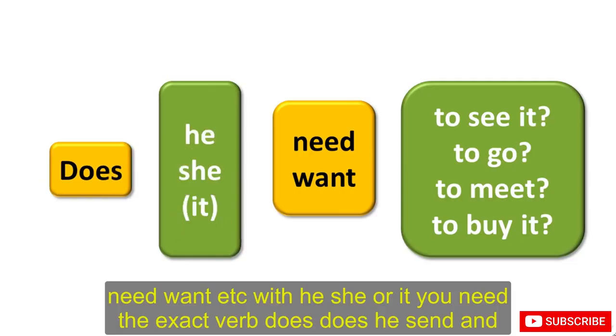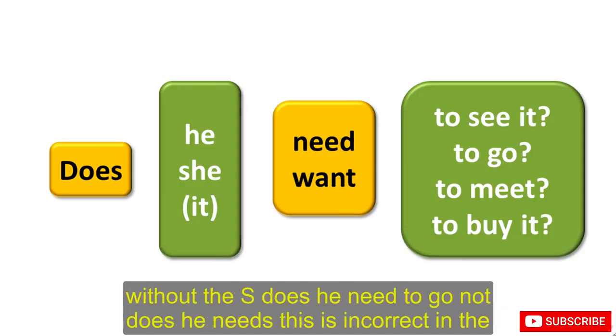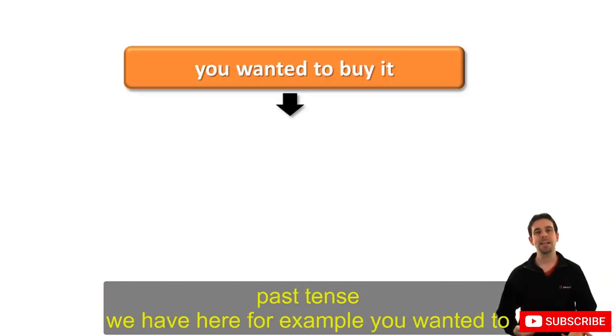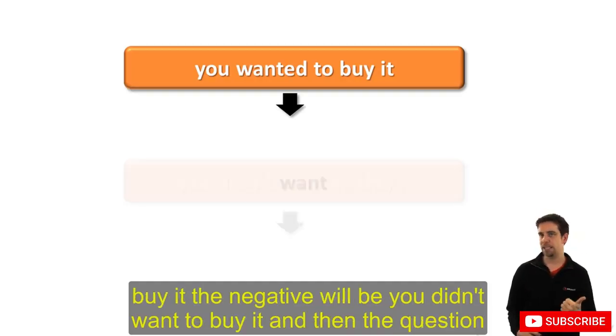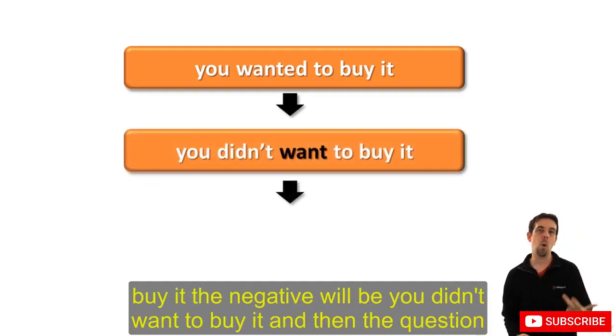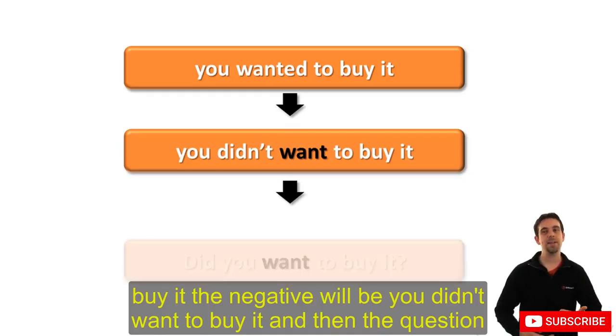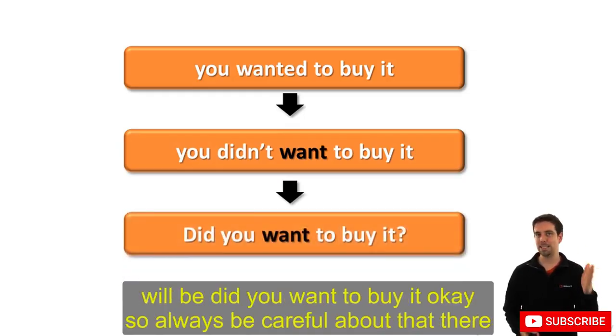With he, she, or it, you need the auxiliary verb does. Does he send? And without the S, does he need to go? Not does he needs. This is incorrect. In the past tense, we have here, for example, you wanted to buy it. The negative will be you didn't want to buy it. And then the question will be, did you want to buy it? Okay? So always be careful about that there.